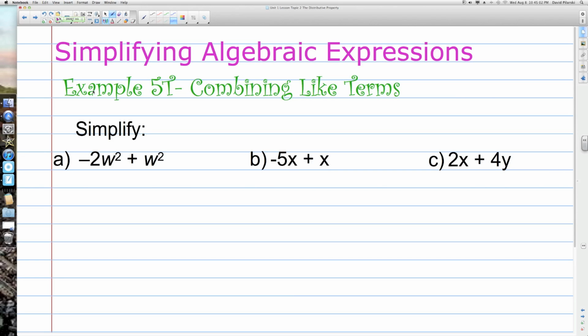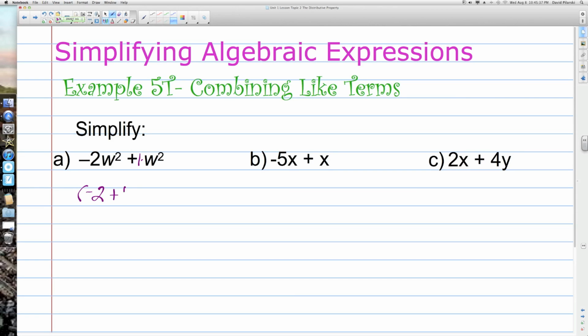Simplifying algebraic expressions. We're continuing our work here with the distributive property. Example 5, we're going to learn how to combine like terms, and we're going to do that with the distributive property in mind. In example A, we have negative 2w squared plus w squared. First thing you need to know is that these are like terms because they have the same variable with the same exact exponent on it. So the coefficient here is negative 2, and since there is no coefficient, we assume that coefficient to be 1. So we can rewrite this using the distributive property in reverse, really.